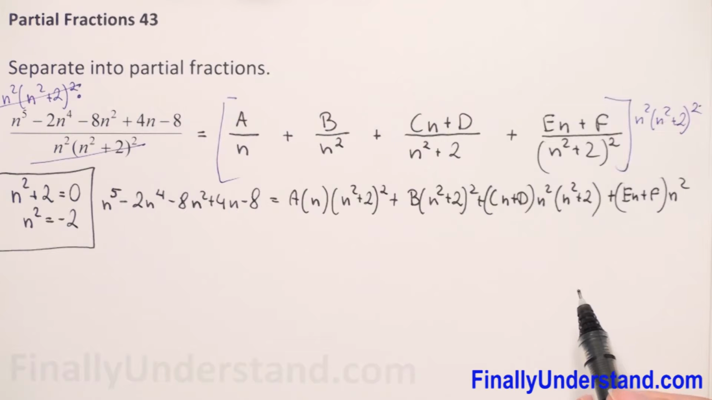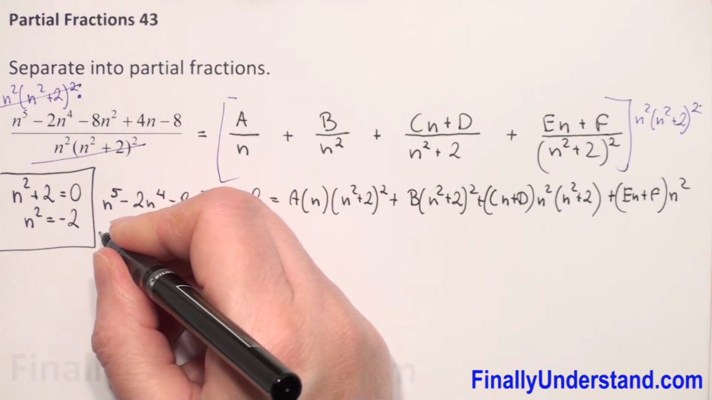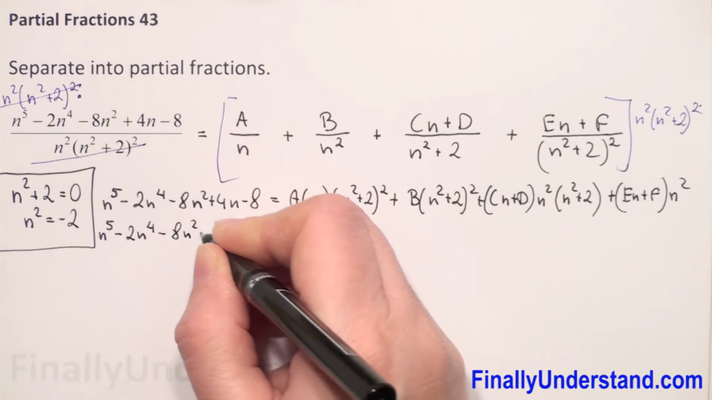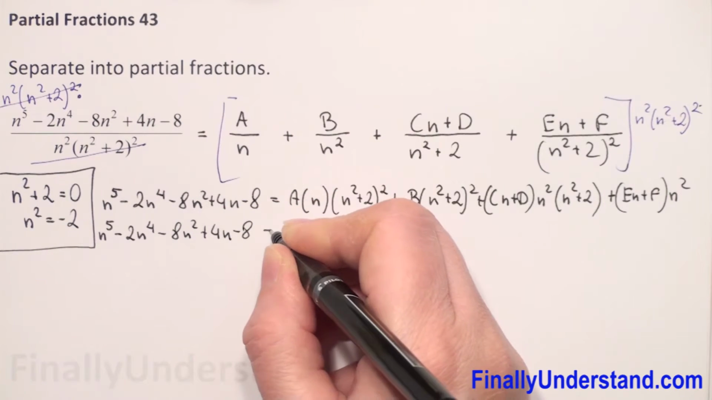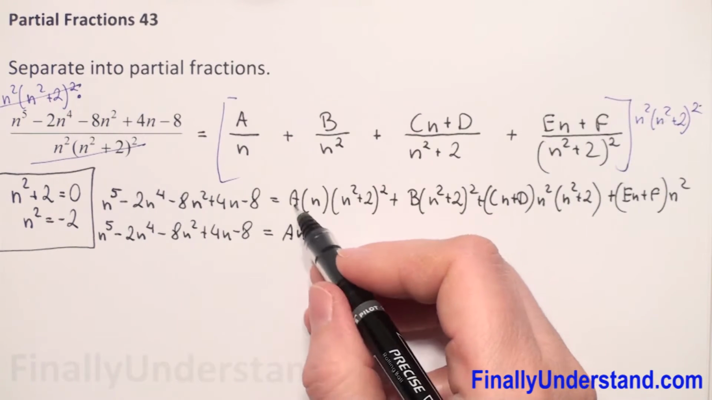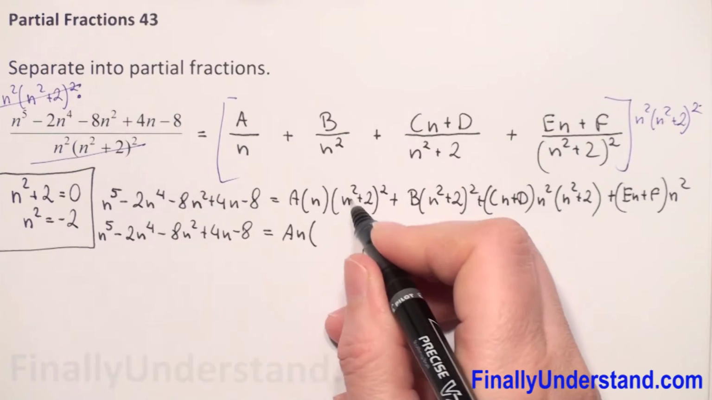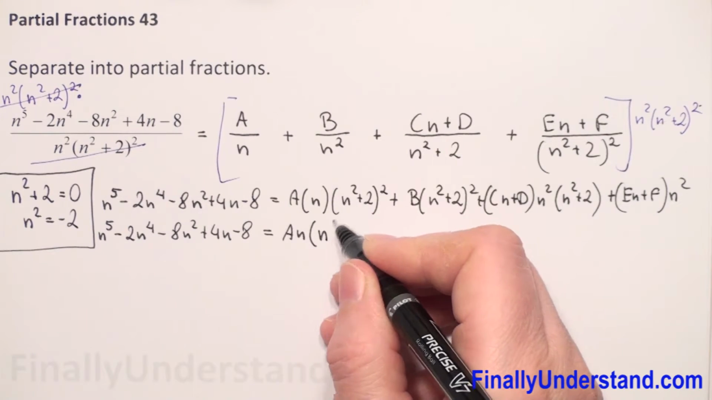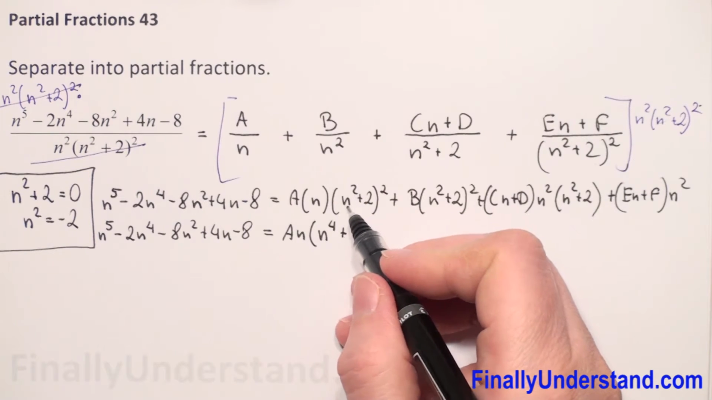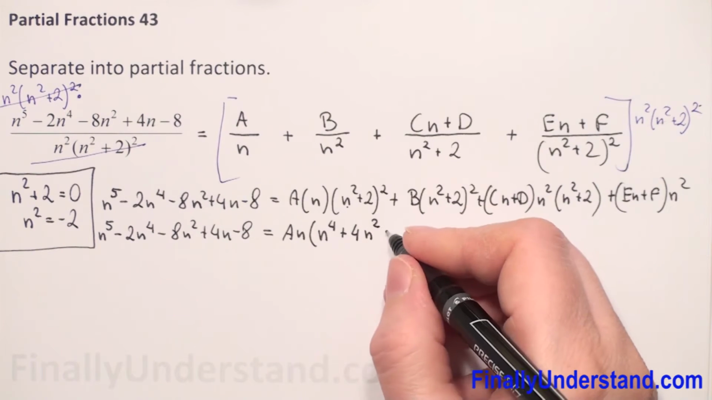Now we have to do the multiplication on the right side. First we need to do the power. So let me copy the left side: n to the fifth power minus 2n to the fourth power minus 8n squared plus 4n minus 8. This is equal to A, and in parentheses we have the square of a sum, so the first expression to the second power, n squared to the second power, is n to the fourth power, plus 2 times first expression times last expression, so 2 times 2 gives 4, we have n squared, and 2 to the second power is 4.